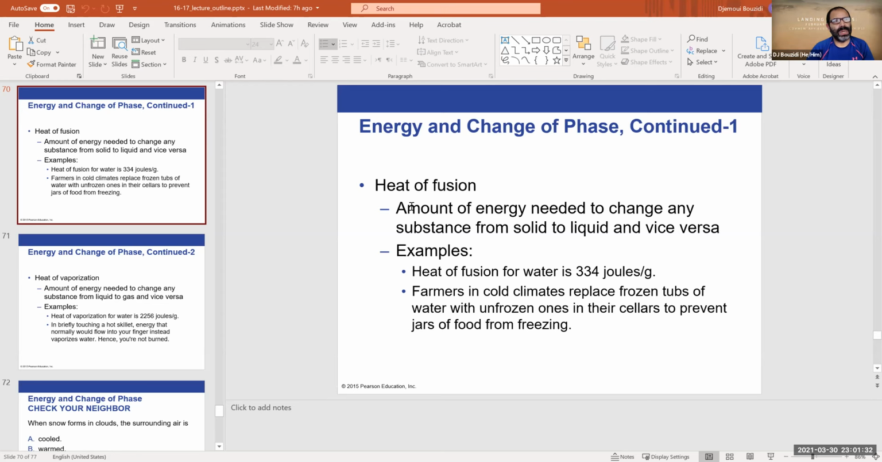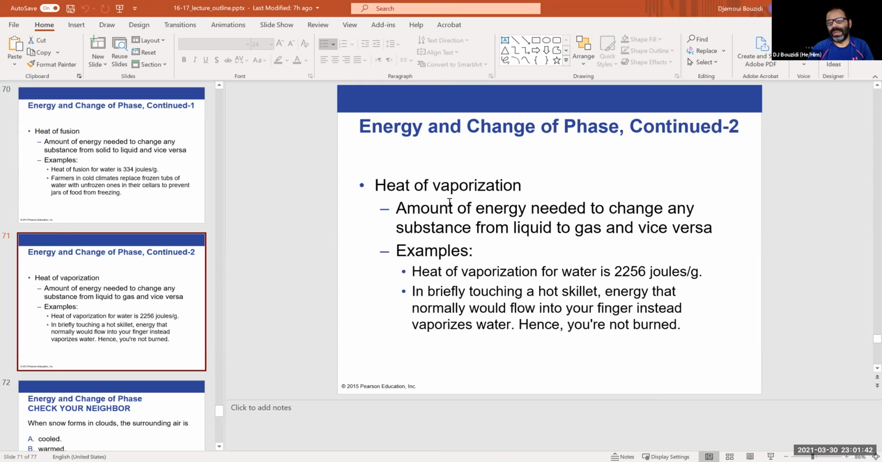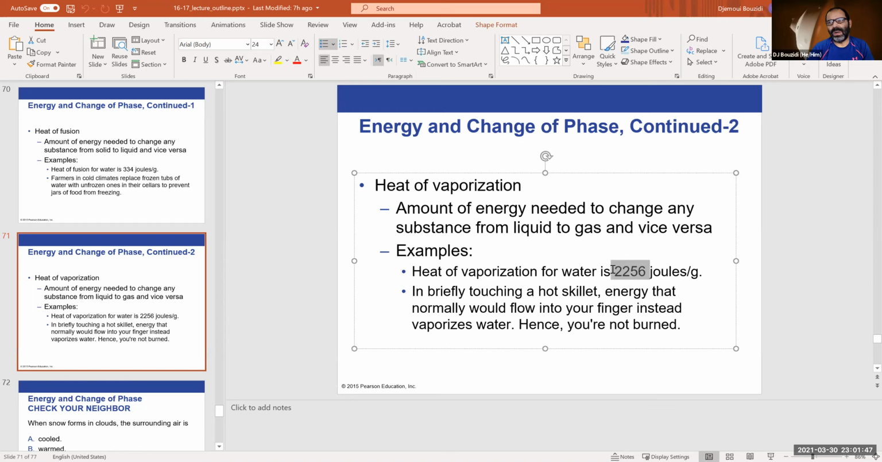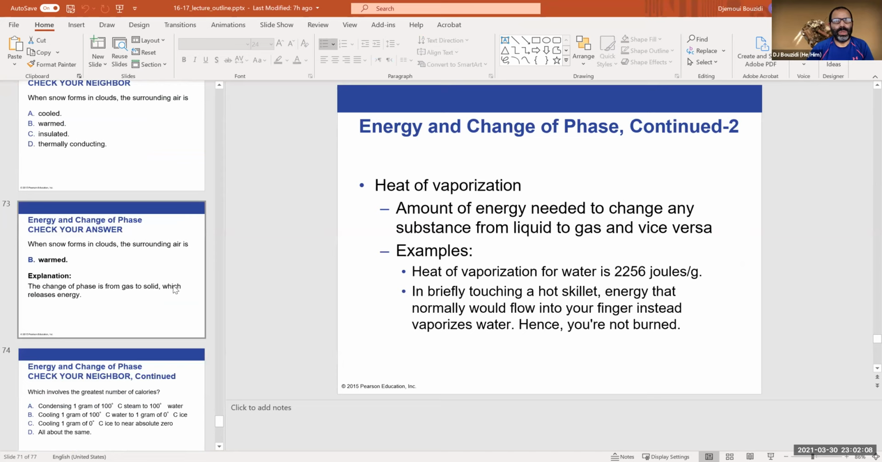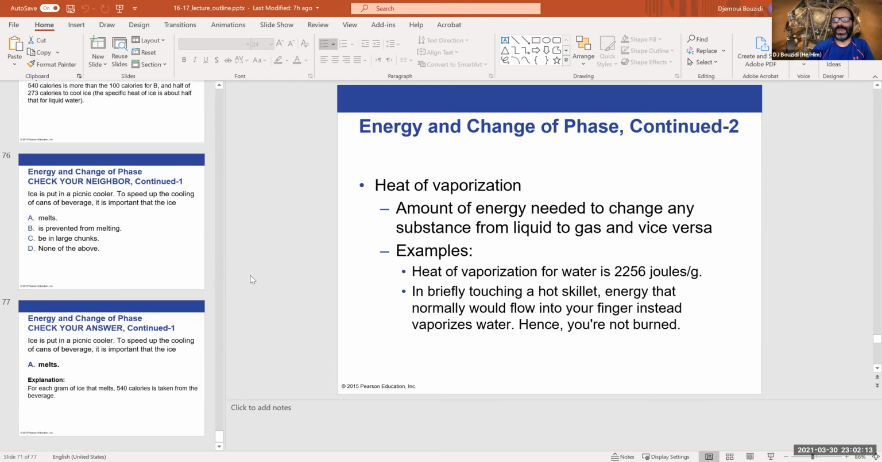So fusion and freezing are opposite to one another. And in this case, evaporation and condensation are the opposite to one another. So the amount of heat that is needed to evaporate is the same amount of heat that is going to be extracted during the process of condensation. Okay. So those are the things. In here, obviously, this number is a lot higher than the previous number. We usually use water as a typical example, but it's also true for all materials. All of these questions are related to this point.